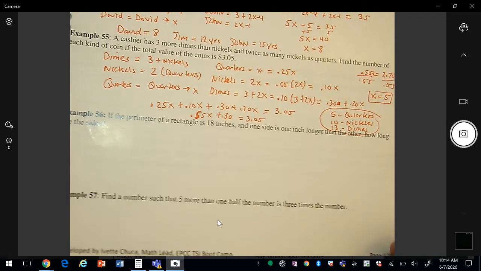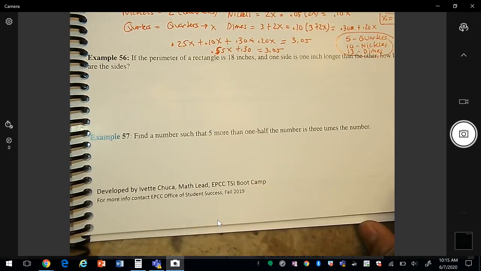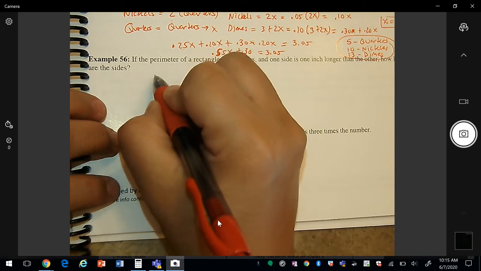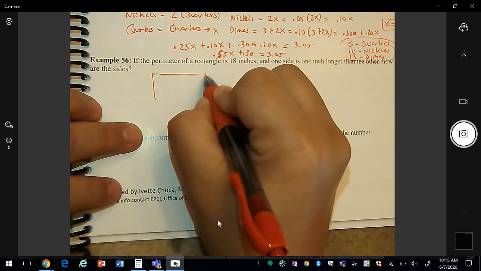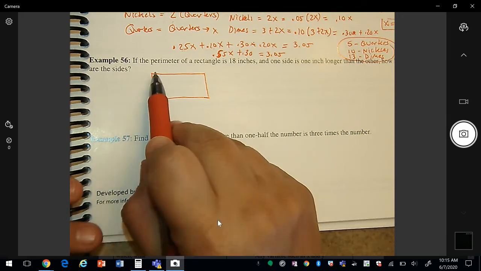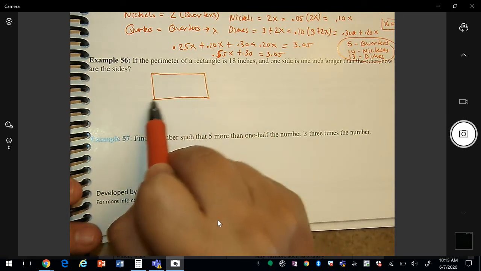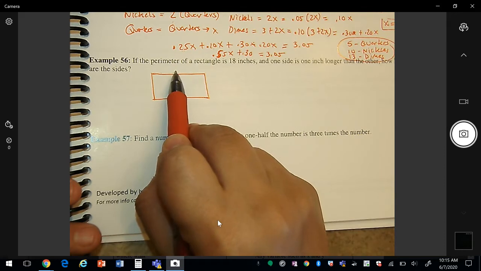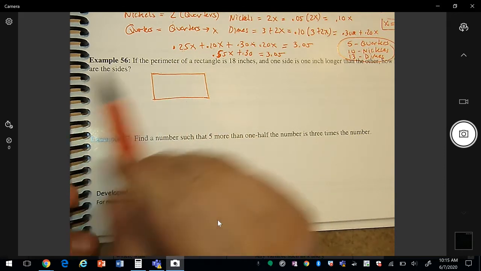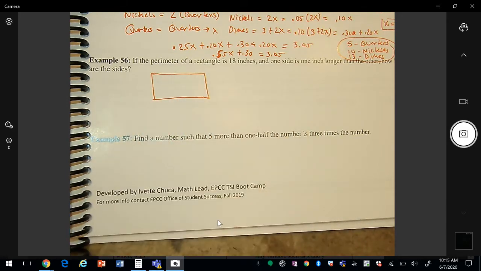Okay. Number 56, if the perimeter of a rectangle is 18 inches and one side is 1 inch longer than the other, how long are the sides? So usually drawing a picture is helpful. So we have a rectangle. Perimeter just means that we're going to be adding the sides around the figure. So if this was 3 and this was 2, we would say 3 plus 2 plus 3 plus 2. So perimeter just means to add all the sides around the figure.